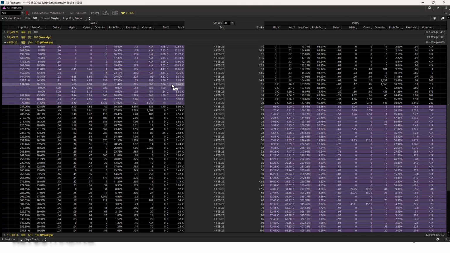Now, this will be a little hard to demo because we're after market hours and the bid ask spreads are all wonky. They're extremely wide. So this happens on the VIX. So it's going to be kind of difficult to demo this, but you know what I'm looking at doing.